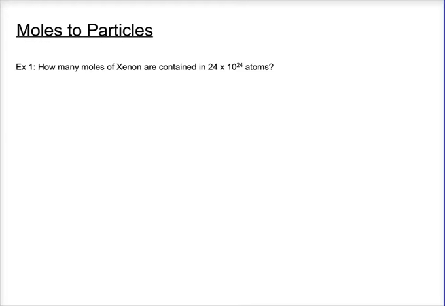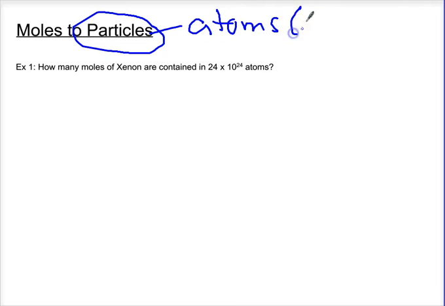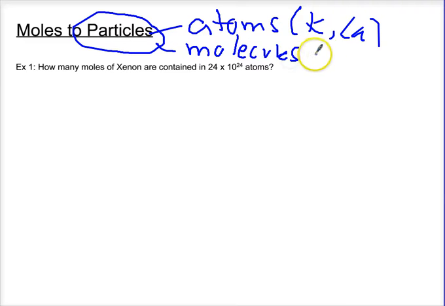Okay, in this video we're going to discuss how to convert between moles and particles. So first thing that we want to mention here is that the word particles is just a general term that we usually use to reference either atoms, if we're talking about singular elements like potassium or calcium, or molecules if we're talking about compounds, more than one atom bonded together, something like CO2, for example. Okay?